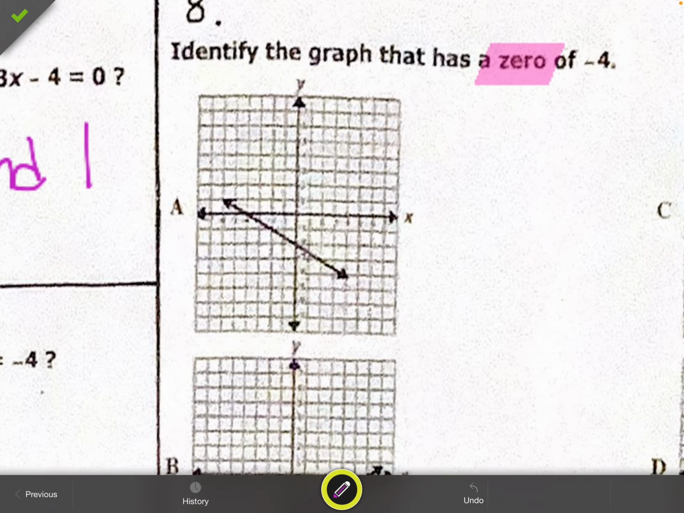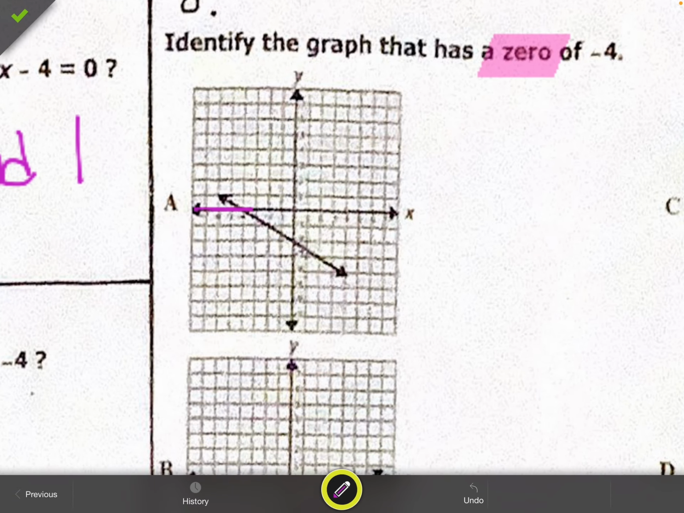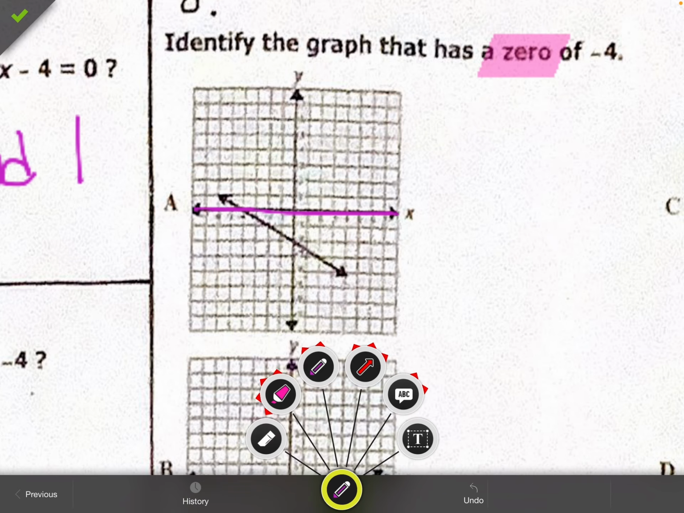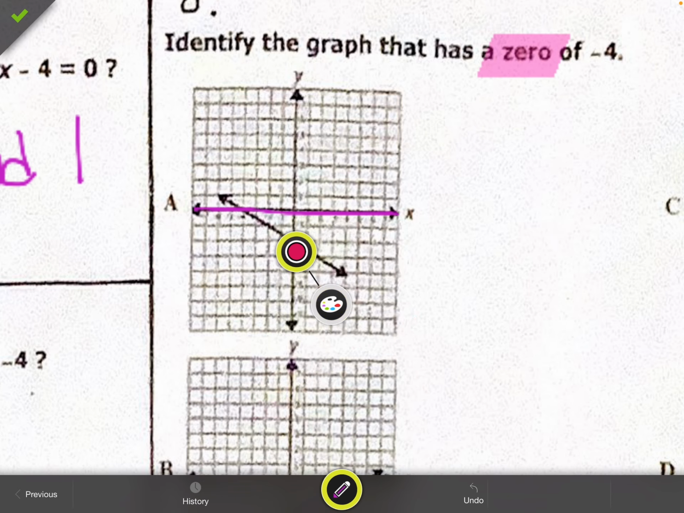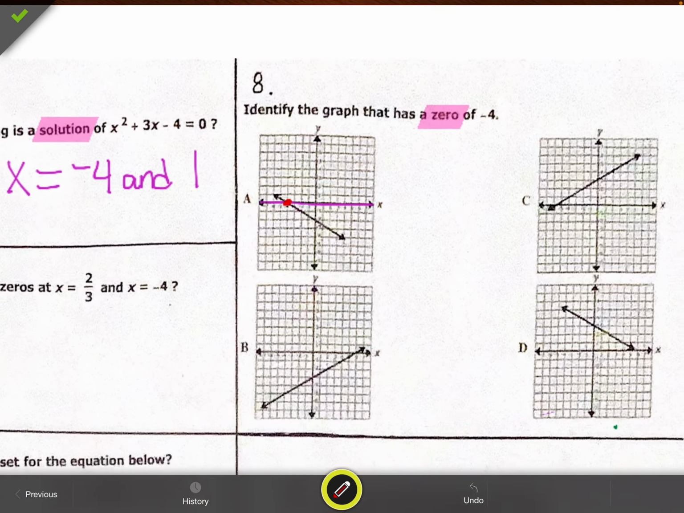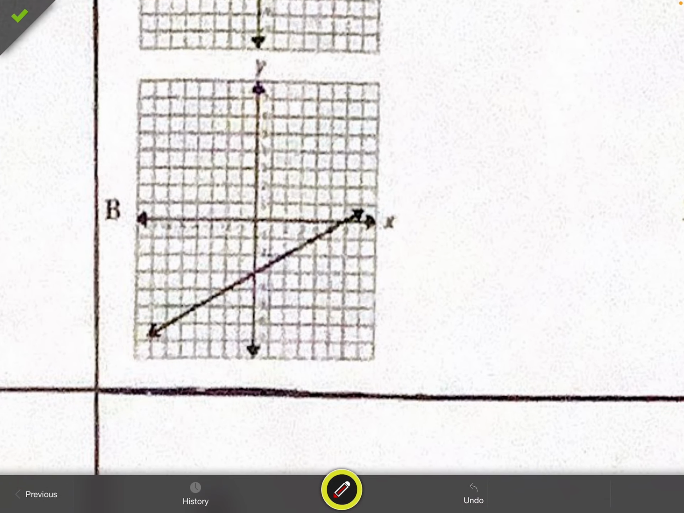So -4. We're looking at our x-axis. Does the line cross our x-axis at -4? Well, it'd probably be better to count because I cannot read those numbers. 1, 2, 3. That appears to be it, right? But let's check the others. I think it's A, but let's check.